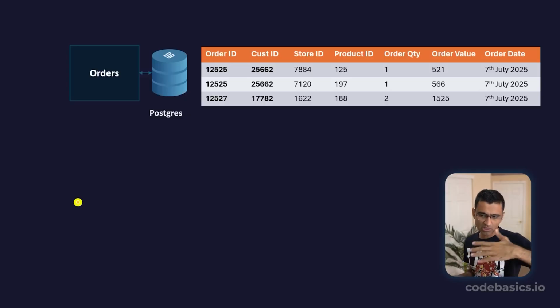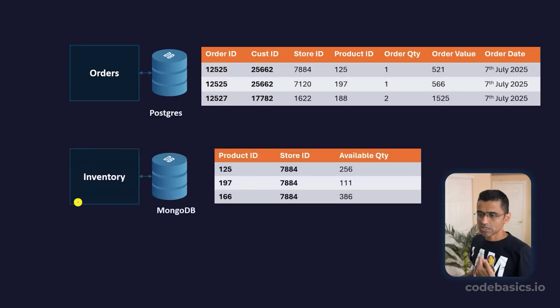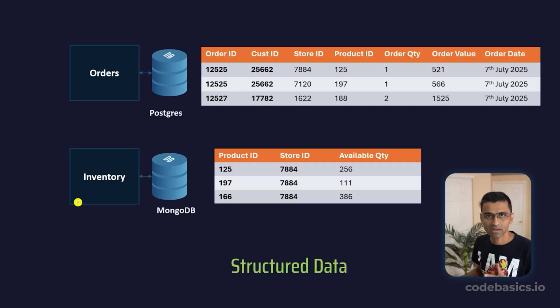Now, if you look at any organization, they don't use one type of database. Usually they have multiple databases and data sources. So let's say for your inventory, you might have a different database in MongoDB where you are storing the inventory of items from various stores, okay? So this is called structured data because it is in a tabular format.